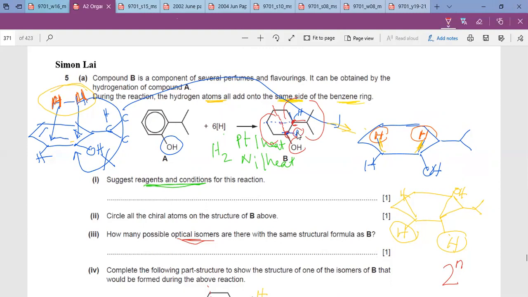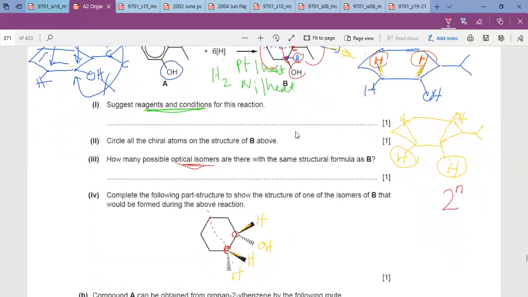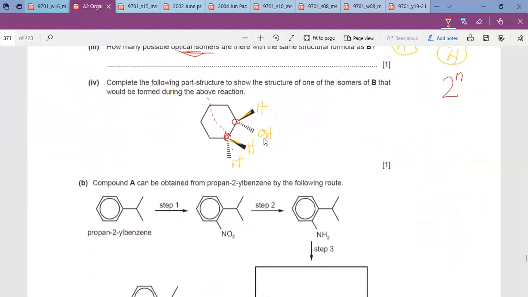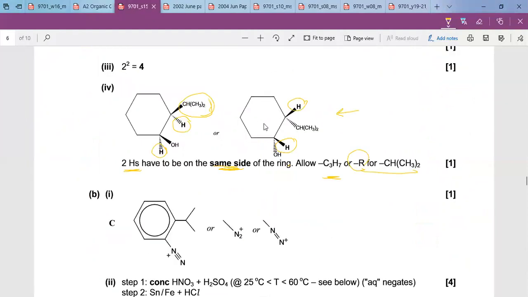Now if they ask you to draw the optical isomers, there are 4. So how do you draw them? Now this one is one of them. If I put the H here, let me see, I can do it here now. It's easier here. Doesn't matter. Okay, I do it here.